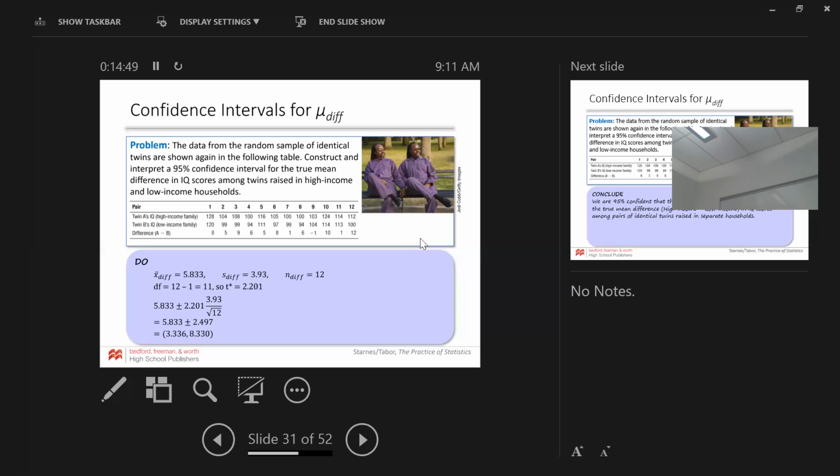If you reject the null because 0 is not in the interval, that means your p-value would necessarily be smaller than your alpha level every time.